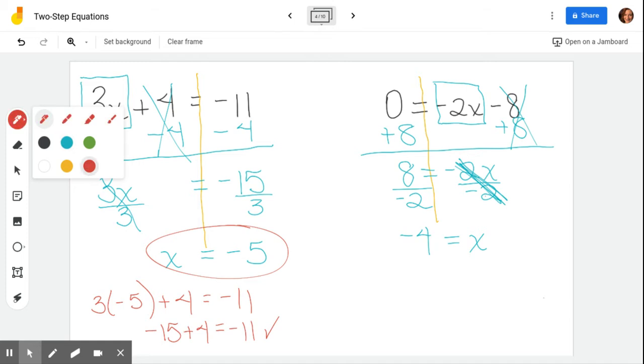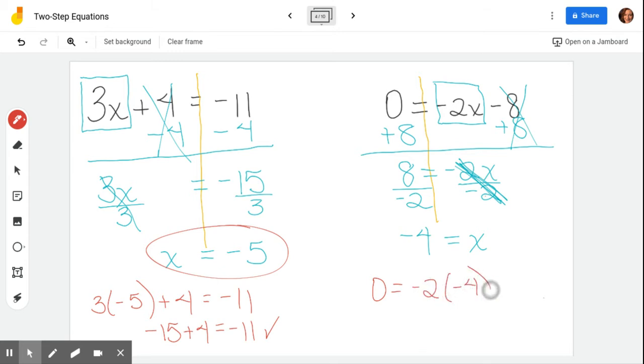But before I circle it and call it done, I'm going to rewrite my problem. 0 equals, instead of negative 2 times x, I'm going to say negative 2 times negative 4. And then minus 8. So that says 0 equals, that becomes 8 minus 8. That's true. So I know my negative 4 is good.